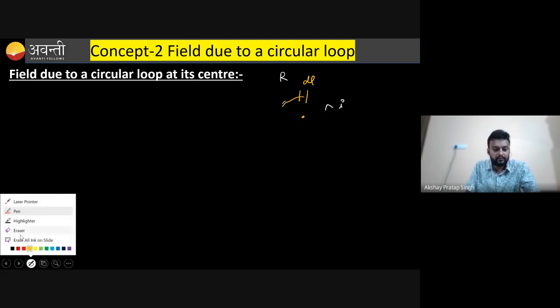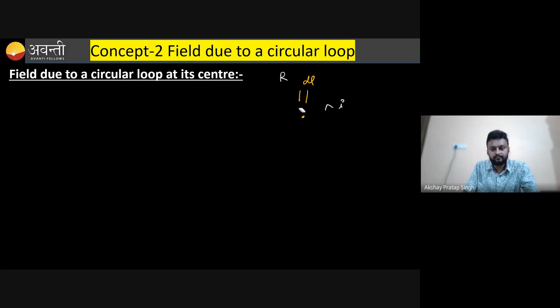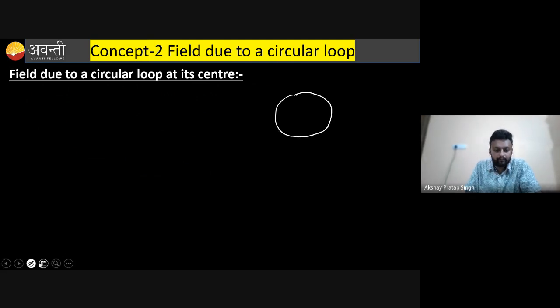So I am explaining the process of integration. I will just redraw the diagram. Let's suppose this is the circular loop. I think the process is clear to everyone. Radius is R. This is the center. And I have taken a very small element of length dL. Current given is I.